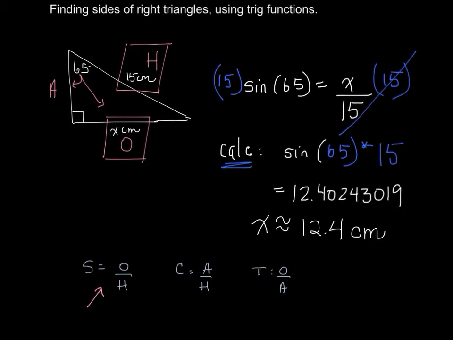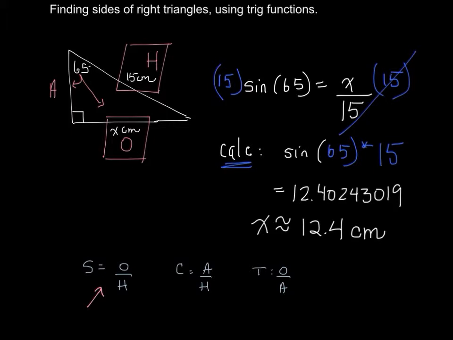And I want to always ask myself, before I move on, does this answer make sense? Does it make sense that a triangle with a hypotenuse of 15 centimeters, the longest side, would have one of its shorter sides, the other two sides, be about 12.4 centimeters? And in fact, that does make sense. So I can move on to my next problem.